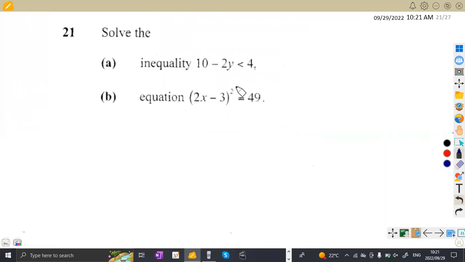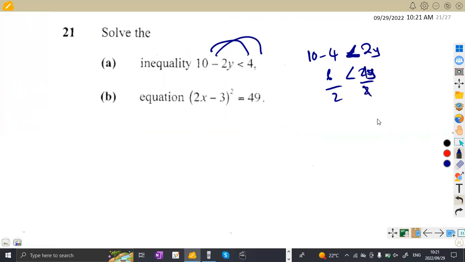Okay, 21, solve the inequality. What are you going to do here? We just transpose the minus 2 this side or 4 this side. So it's going to be 10 minus 4 is less than, this is an inequality, so it's less than here. The minus 2y to this side is going to be a positive 2y. So 6 is less than 2y. So you can divide by 2 by 2. That means y is greater than 6 divided by 2, which is 3. So y is greater than 3. Or you can write it like this, y is greater than 3. So that was the idea there.